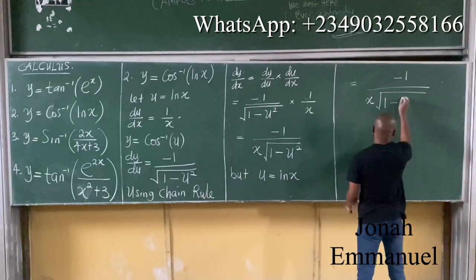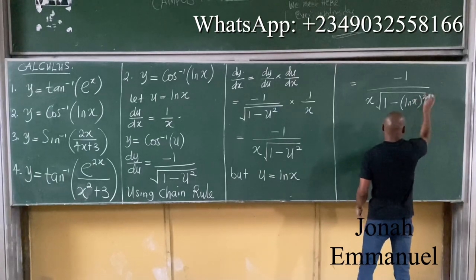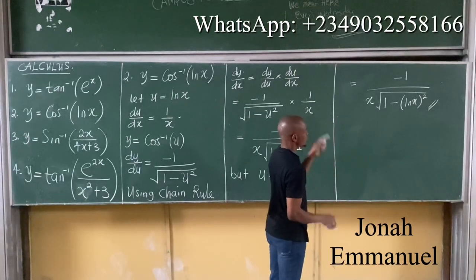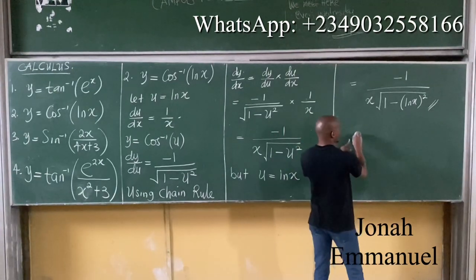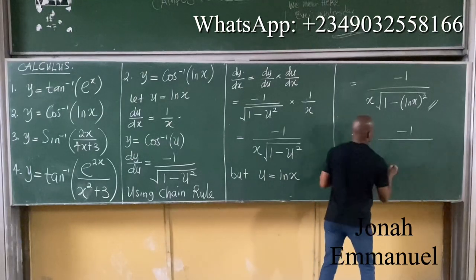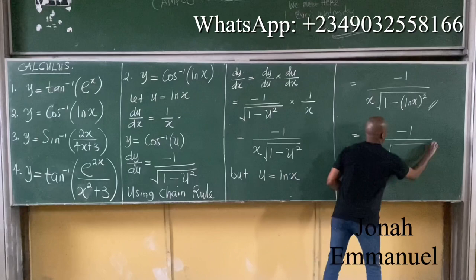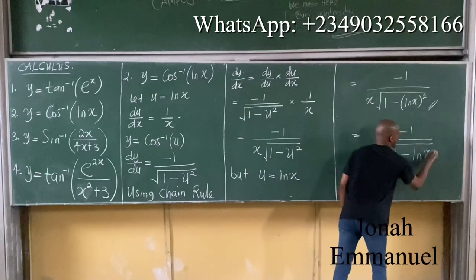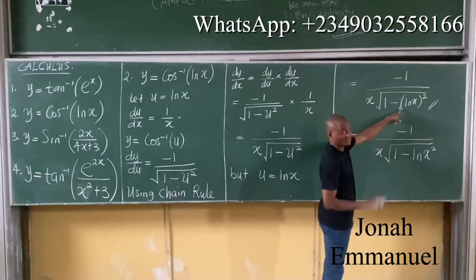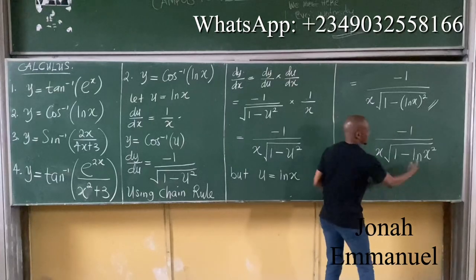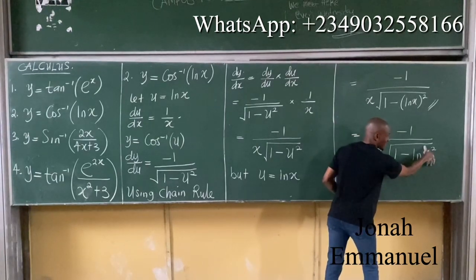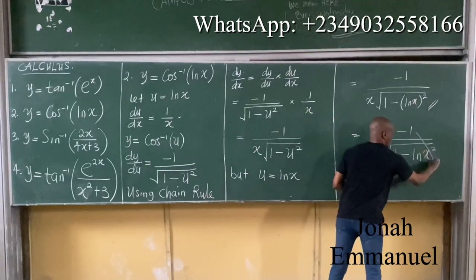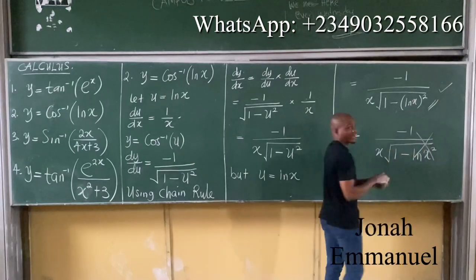We said u is what there? ln x over x squared. This becomes your answer. Notice the way I write this stuff. I didn't say this is equal to minus 1 all over x square root of 1 minus; you now say what's u? u is ln x. You now say ln x squared. This and this are not the same thing. Please notice it. For this one here, square is only affecting x. For this one here, square is affecting both ln and x. So it is not this one, it is this one. So put them in brackets and square it.